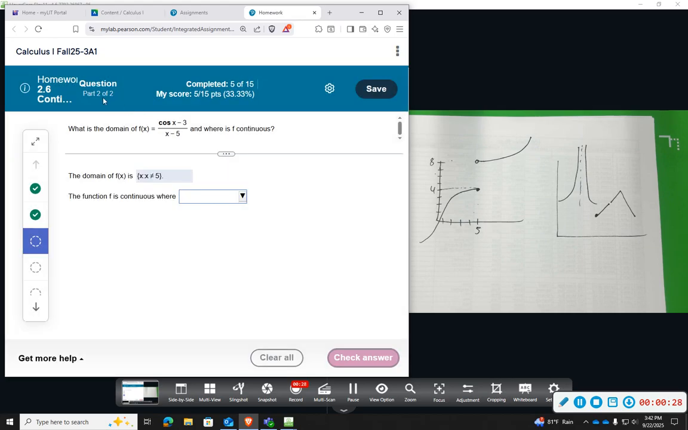And then part 2 says the function f is continuous where, and it's going to be at x is not equal to 5, so everywhere except for 5.